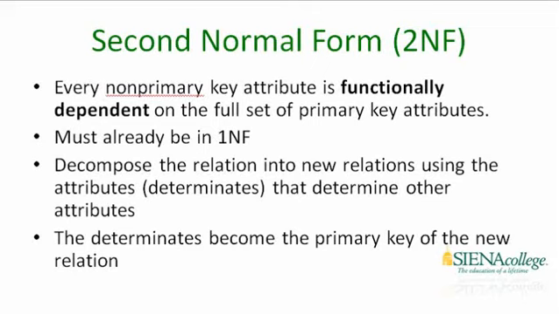To convert a database into second normal form, it must already be in first normal form. We then decompose the relationships into new relations using the attributes that determine other attributes. The determinants become the primary key of the new relation. Let's take a look at how this is done.